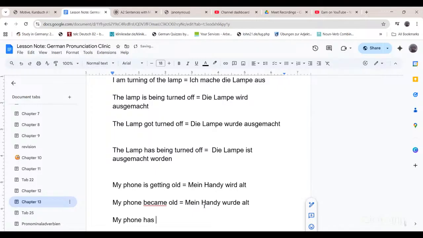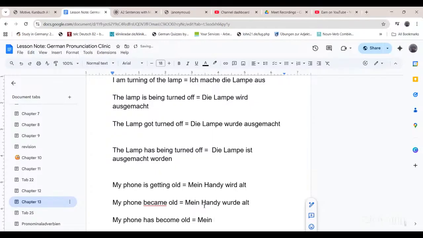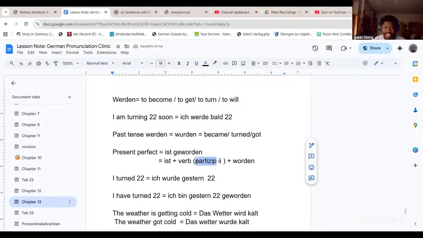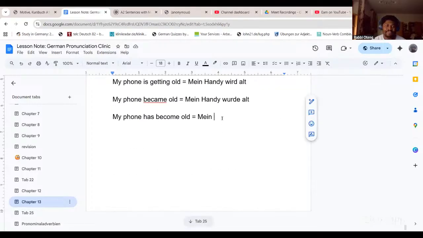Mein Handy ist alt geworden. My phone has become old. Will there be another verb? Okay, because this format with "worden" is used when there's another verb, then the other verb will be in the passive. Then we just use "worden". But in this sentence, it's just a change of state as an adjective. Okay, so my phone has become old.